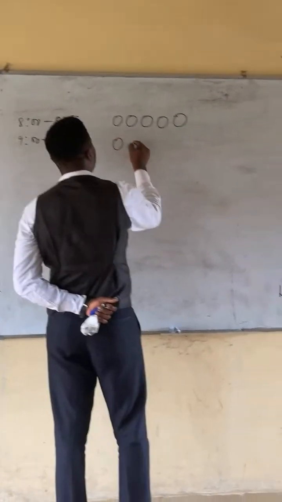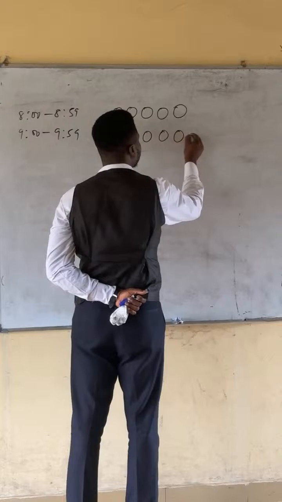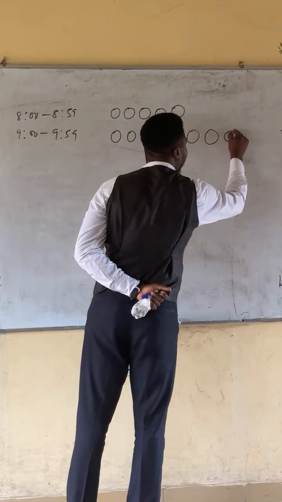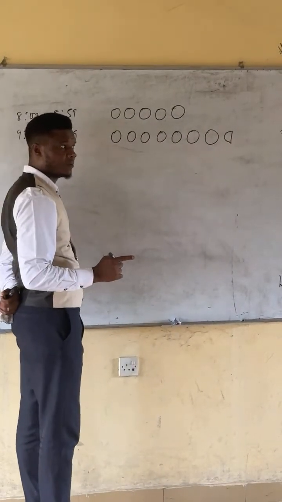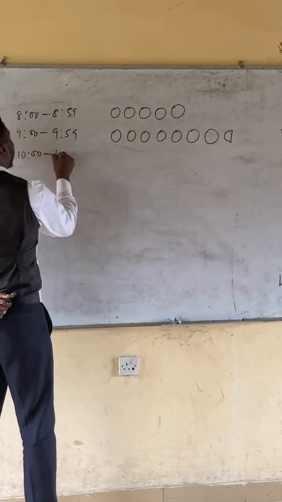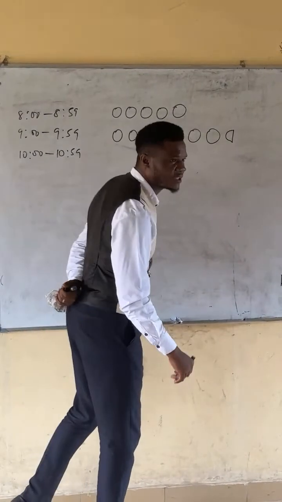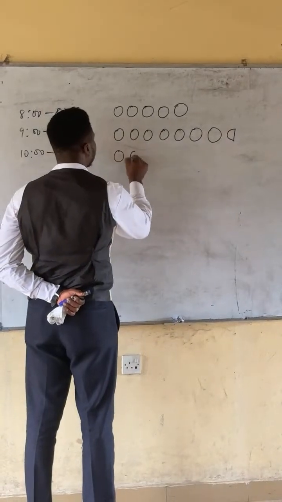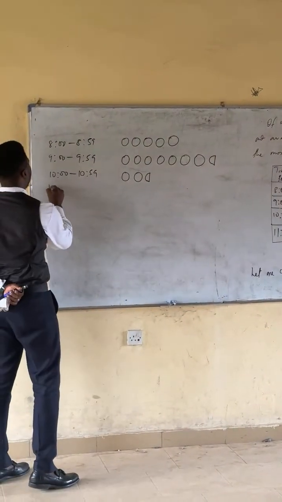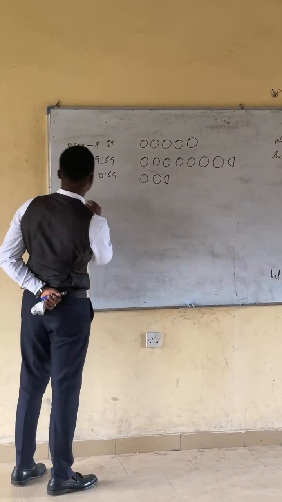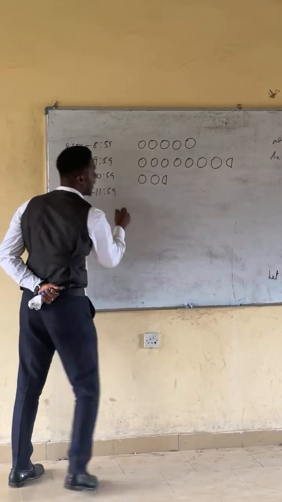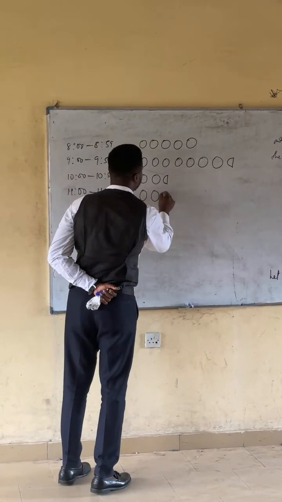So 9 to 9:59, how many deliveries? 150. So I'm going to put 1, 2, 3, 4, 5. That's 100, right? 6, that's 120. 7, that's 140. And then what? Half. A semicircle. You see it? So then 10 to 10:59. How many deliveries? 50. That will be 1, 2, and what? Half. Is it difficult? Then what happens at 11 to 11:59? You will now have 1, 2, 3, and then half.